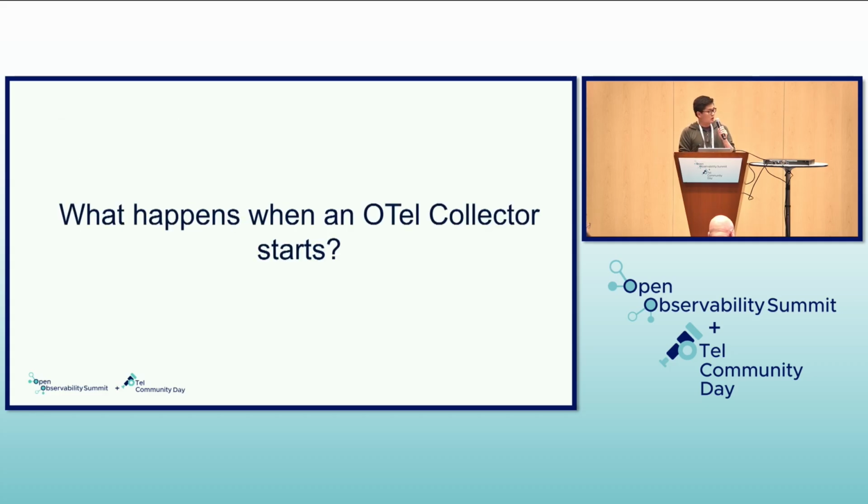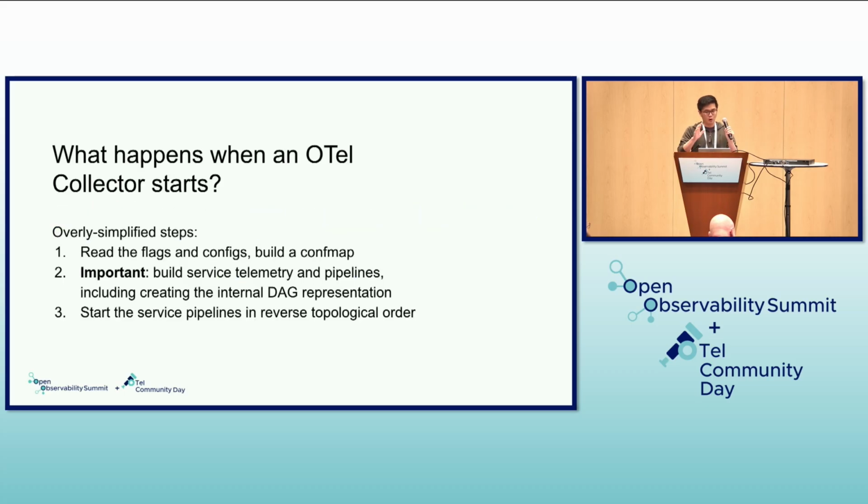And next, I want to talk a little bit about what happens when the OTel collector starts. The whole start sequence is quite complex. So here are 3 overly simplified steps. First, the OTel collector will try to construct what we call a conf map, which consists of the configurations of data pipelines from the feature flags, environment variables, and the configs.